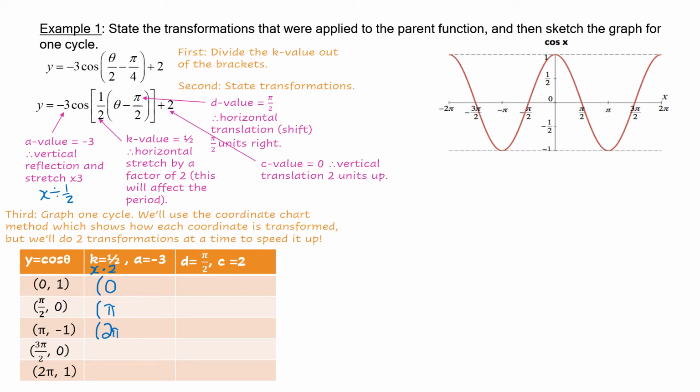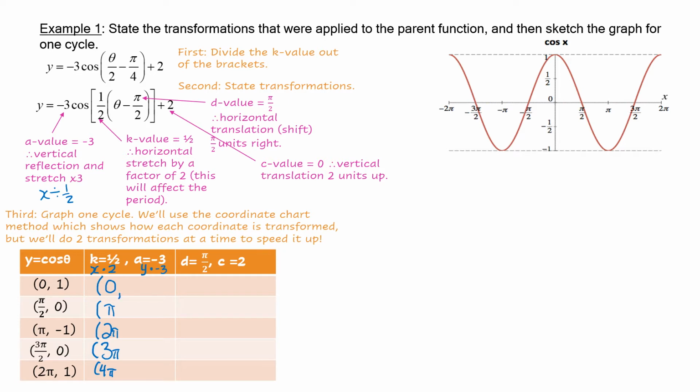Okay, back to the chart. 3 pi over 2 times 2 is going to be just 3 pi. And 2 pi times 2 is 4 pi. So there's all of my k values. Now I'm going to go up to the a value. The a value is negative 3. So I'm going to take all of my y coordinates that are there and multiply them by negative 3. So this is how I'm doing 2 steps in one here.